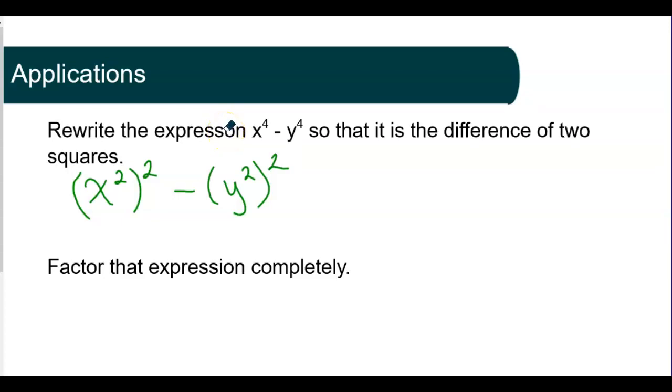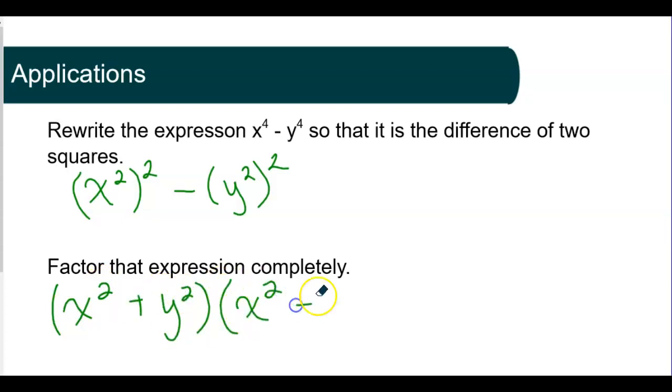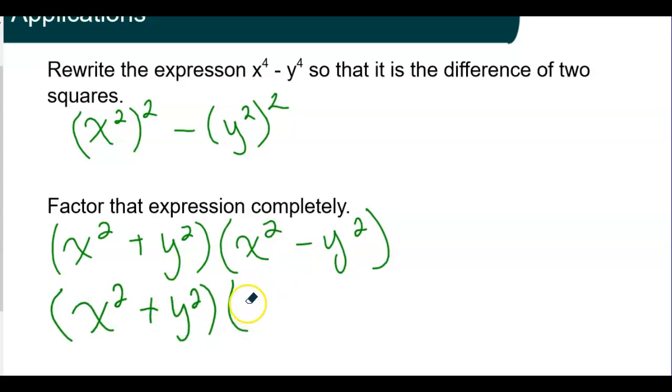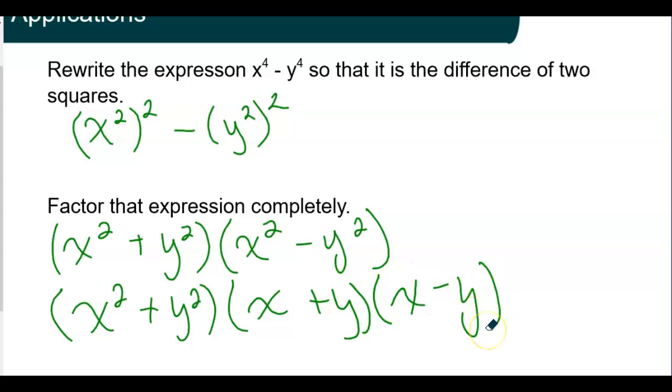And now I want to factor that expression completely. So it's going to be x squared plus y squared times x squared minus y squared. Now you'd be forgiven if you stopped right there, but guess what? That second factor is also the difference of perfect squares. So to factor this completely, x squared minus y squared, that's going to be x plus y times x minus y. Tricky, tricky one. And that's how we factor those special cases.